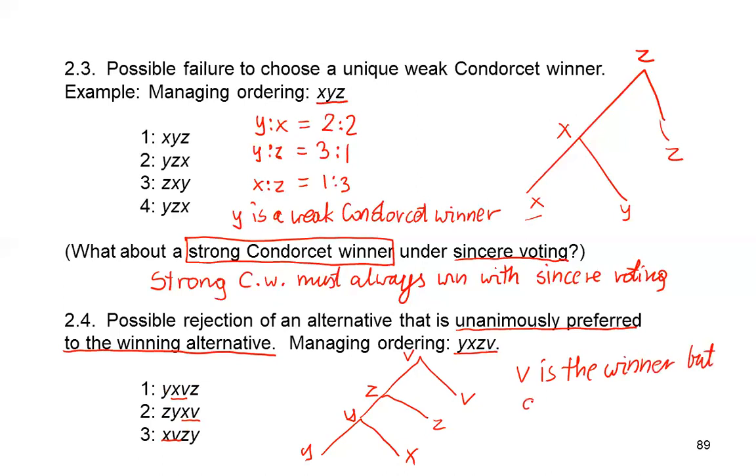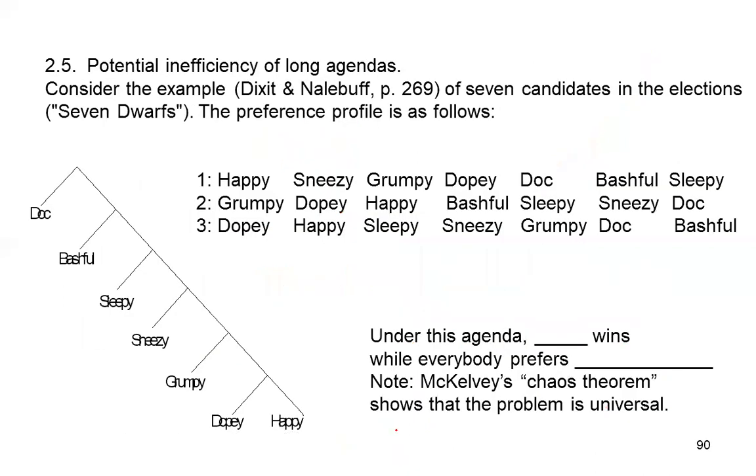So V is the winner, but all voters prefer X to V. But actually the problem is much more serious and much more fundamental.